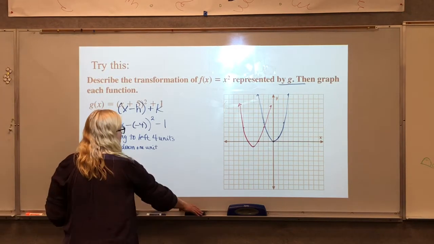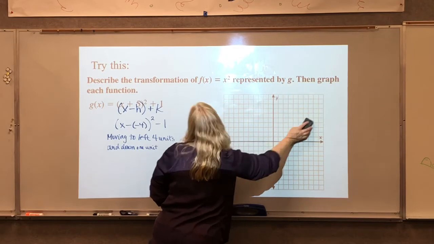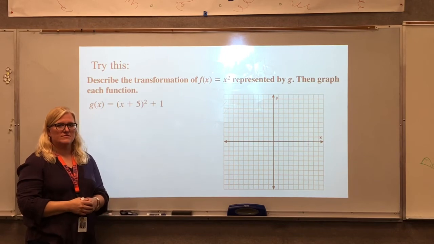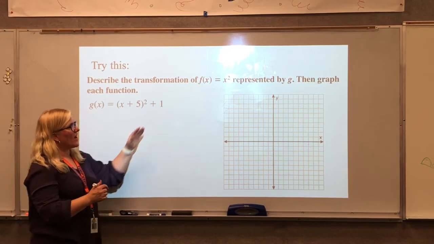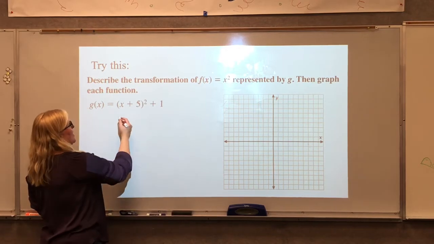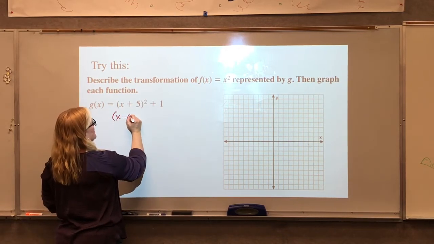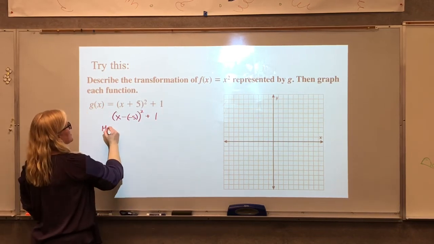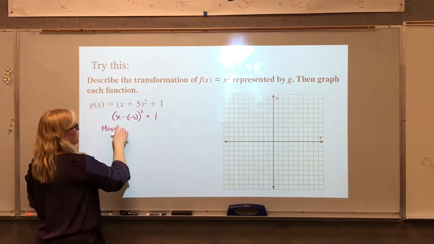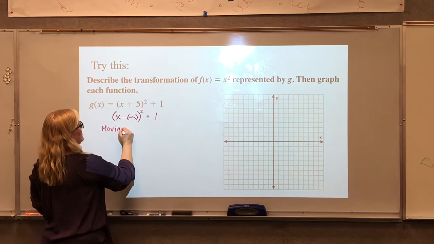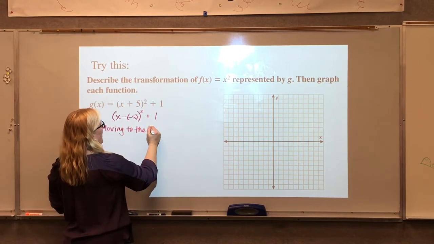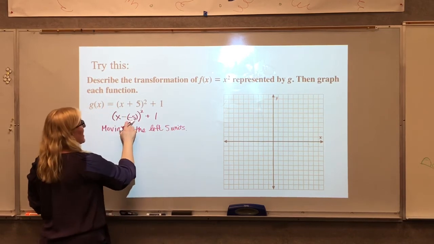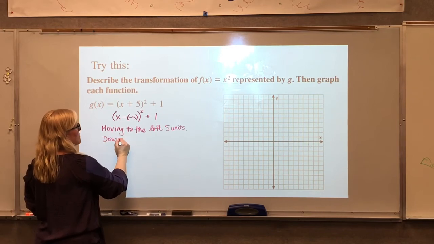Okay, so now I want you to try this one. So go ahead and pause. All right, so what we've got going on here, I'm going to rewrite it. I'm going to say x minus a negative 5, squared, plus 1. So I know that it's moved, or did I use present tense last time? I don't remember. Moving to the left 5 units, right? Because it's a negative 5, and down 1 unit.